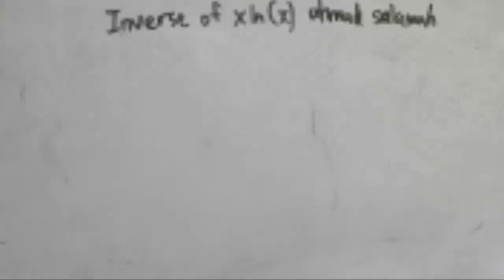So first I'll write the inverse of x multiplied by the natural log of x, requested by some person called Ahmad Salama. Quiet lah. What? I know. Requested by this guy. So actually we can't find the inverse itself, because it requires the Lambert W function of x.